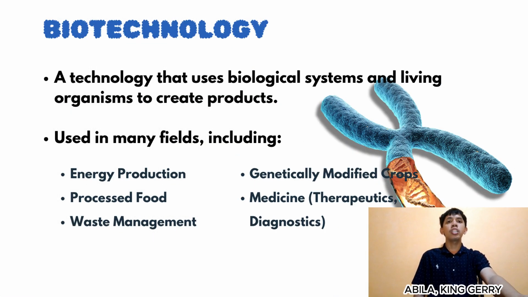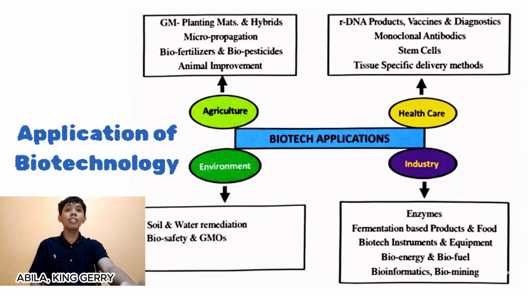So, biotechnology, in its simplest form, is a technology that uses biological systems and living organisms to create products. It is a massive field of study with tons of applications, such as energy production, creating processed foods, waste management, developing genetically modified crops, and most relevant to our discussion, medicine, specifically therapeutics and diagnostics. The next slide showcases a visual summary of the vast applications of biotechnology. You can see how it spans across agriculture, healthcare, the environment, and the industry.